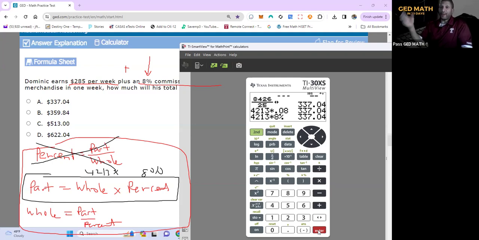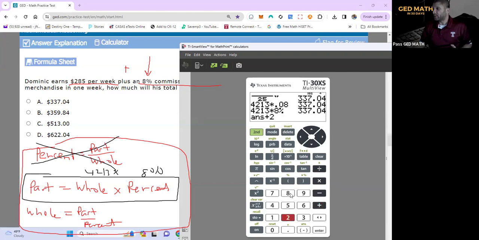So to find a part, you multiply the percent times the whole. So we got 337.04. So that's how much I made in commission. But I still make a flat salary of 285, plus 285 gives 622.04, which is D. Okay. That's how you do that problem.